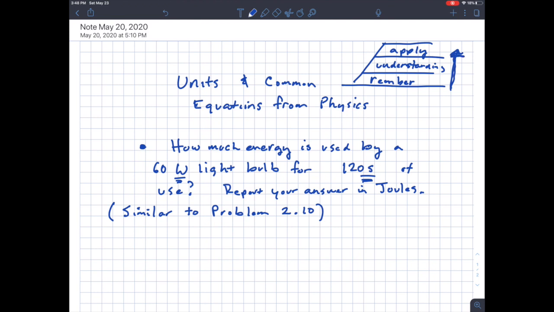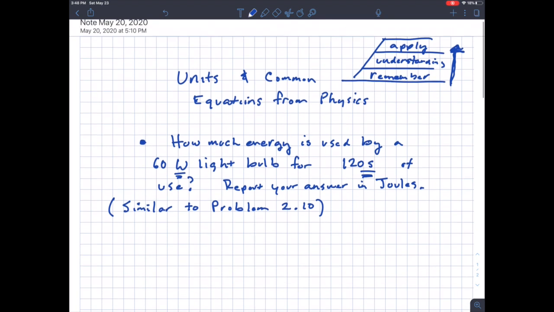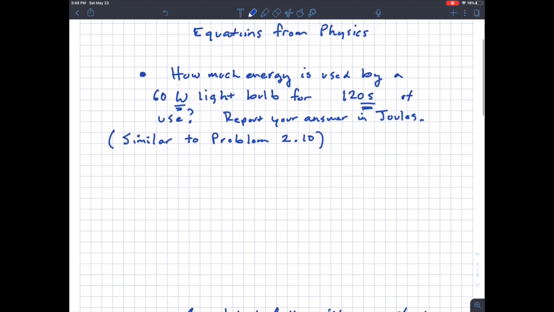And so I just want to say to you, don't worry about that right now. We're still working on coming up the levels. I misspelled remember. Okay. Coming up the levels, and just kind of relax into it if you don't right away be able to jump all the way up to the apply stage. Okay, so here we go.